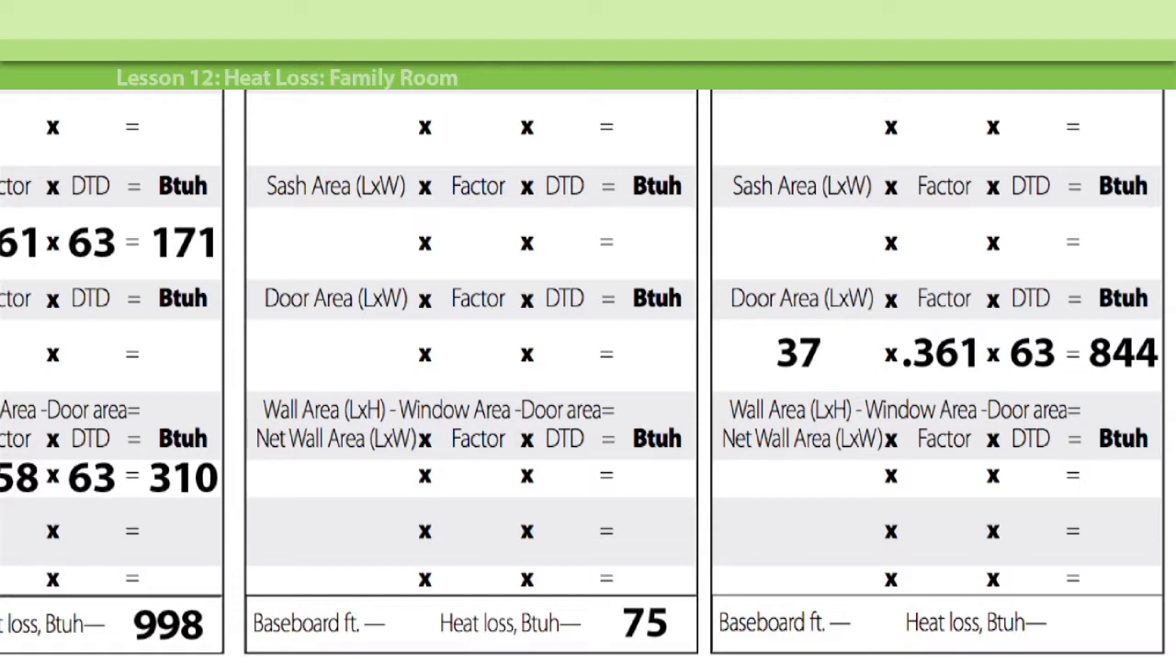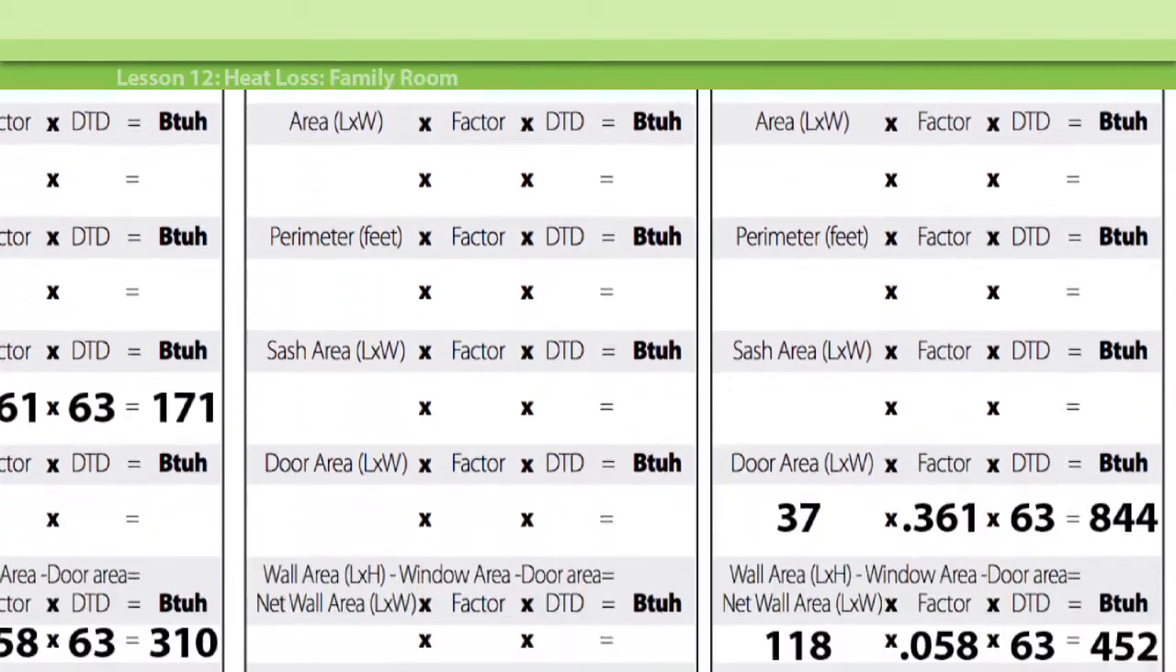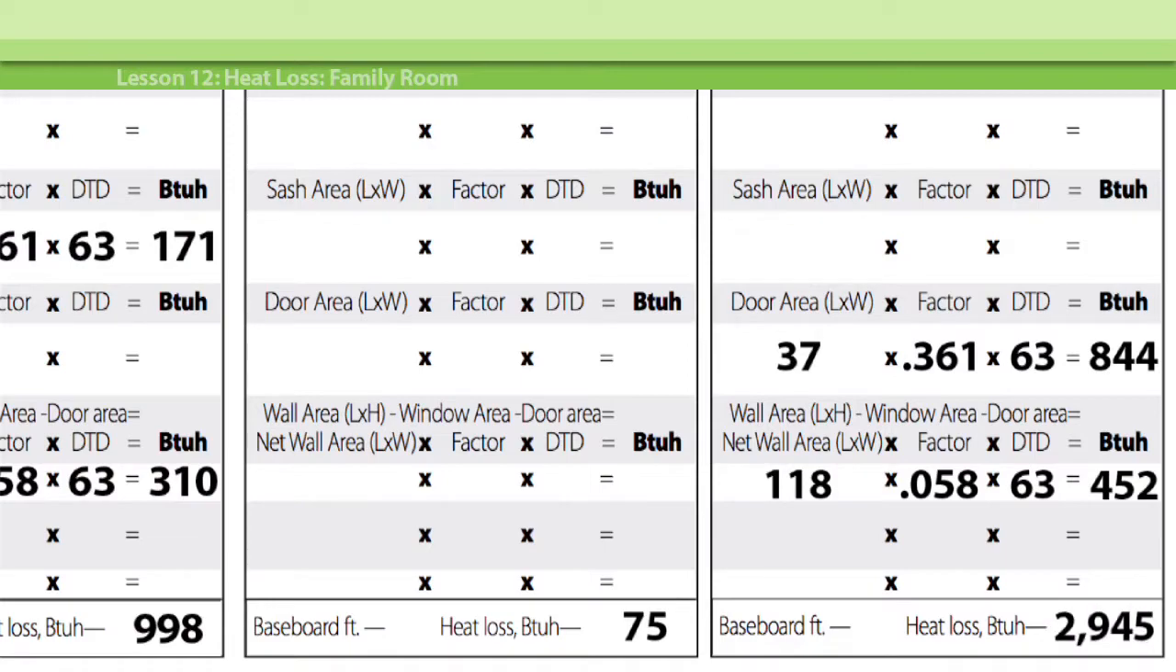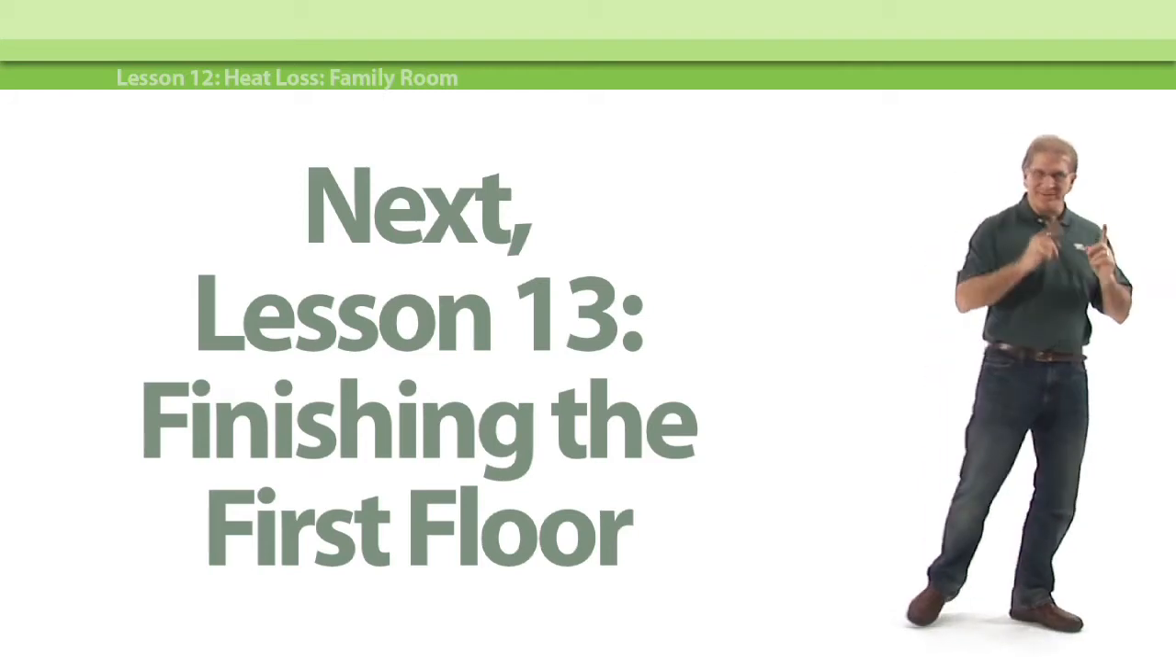The net wall area of that room will be 118 square feet, and when we do the usual math, we come up with a total heat loss for the family room of 2,945 BTUs per hour. Okay, so far so good. Let's go on to the kitchen and the next lesson.